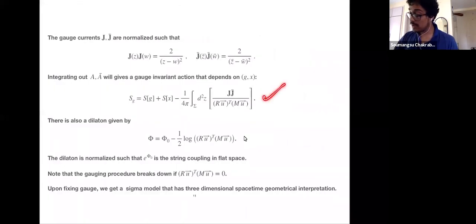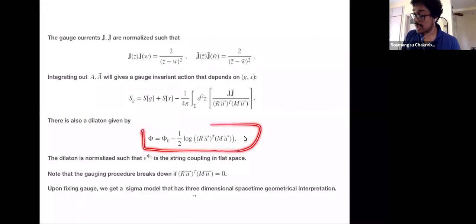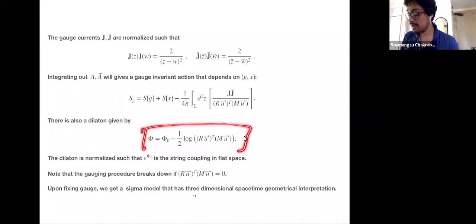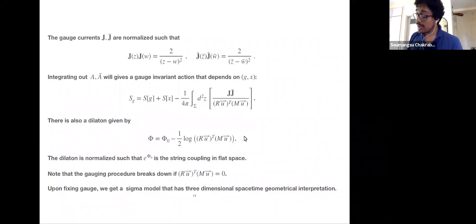Once you integrate out, you get this gauged action. There is also a dilaton that can be calculated from the transformation of the measure, because there are standard ways of calculating the measure, and that's how you calculate the gauged action once you integrate out the gauge fields. Now, you just need to be careful.